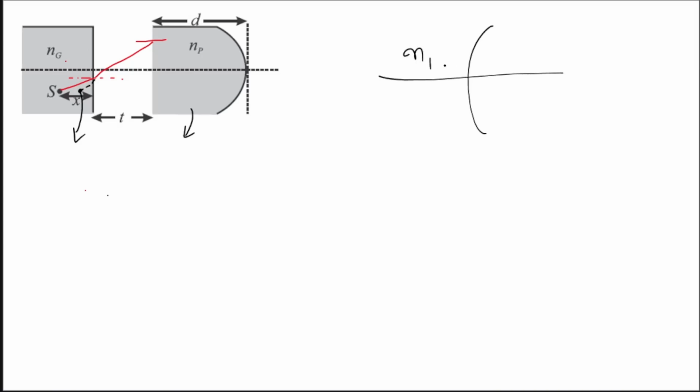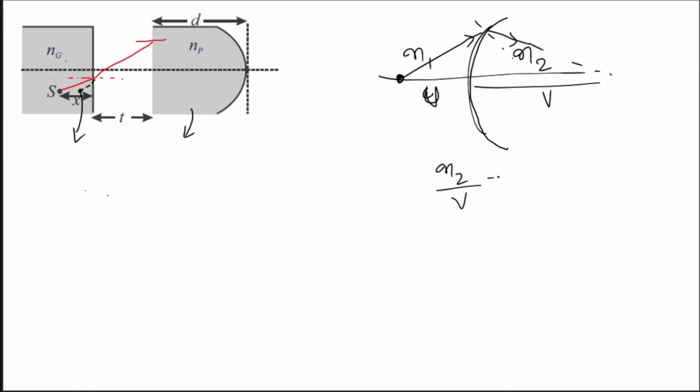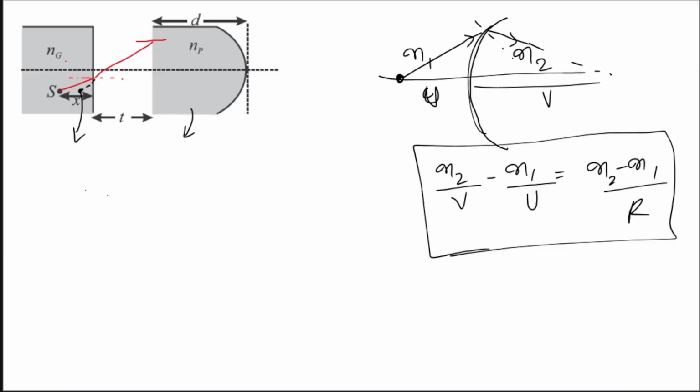So let's say this side the refractive index is n1, this side the refractive index is n2, and these two media are separated by a boundary which is curved. In that case, if the object is over here, the incident light is in media n1 and the refracted light is in media n2. Then we can relate the object distance, let's say u, with the image distance, let's say somewhere here, so it is v. So n2 by v minus n1 by u is equal to n2 minus n1 by r. This is the formula for refraction through a curved surface.